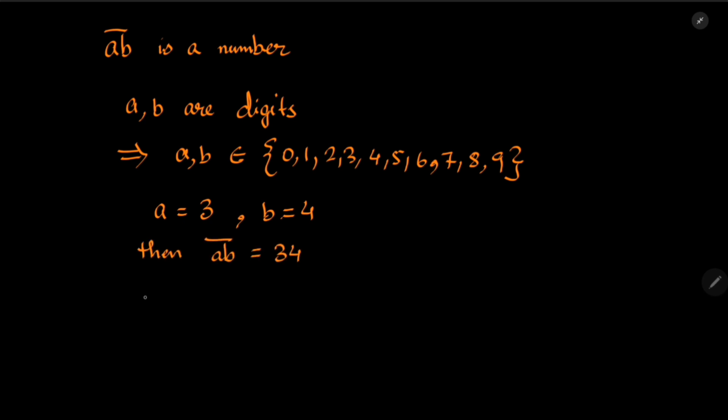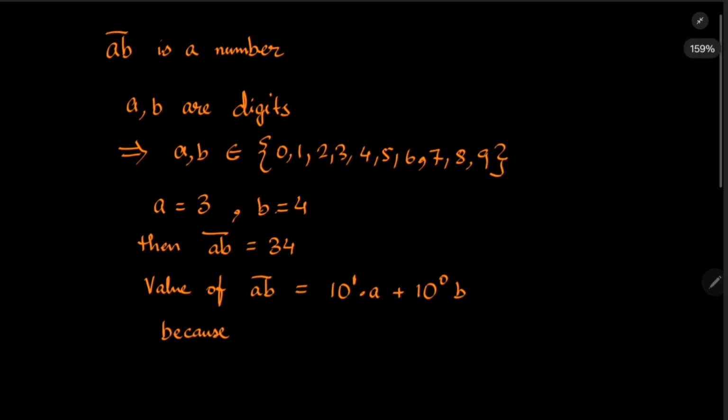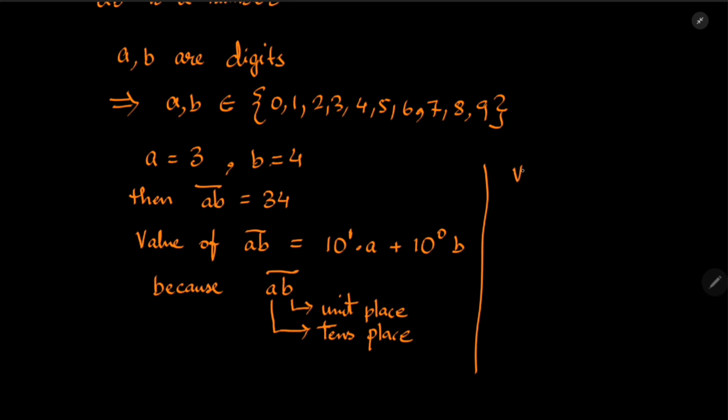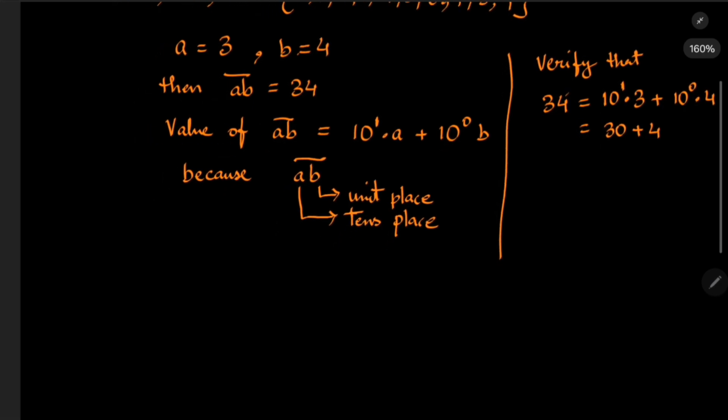And now, after this, we have a concept of value of a number. The value of a number is nothing but these variables multiplied appropriately by their place value. Since b is sitting at the unit place and a is sitting at the tens place, a should be multiplied by 10 and b should be multiplied by 1. To verify that, let us take 34. This number 34 could also be written as 10 to the power 1 times 3 plus 10 to the power 0 times this digit 4. So it actually adds up to 30 plus 4, and that is 34.